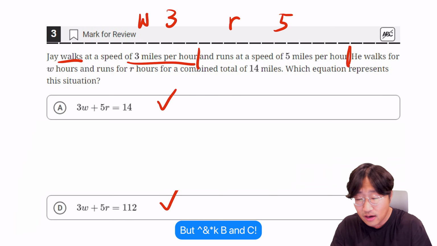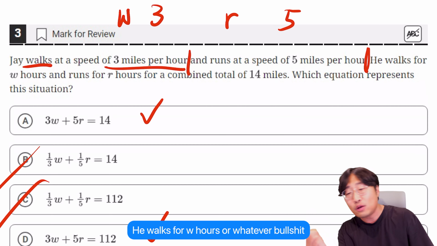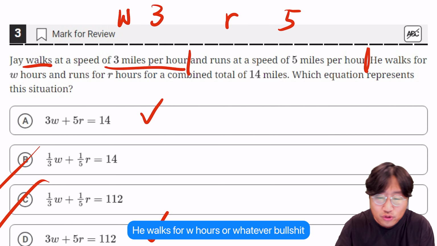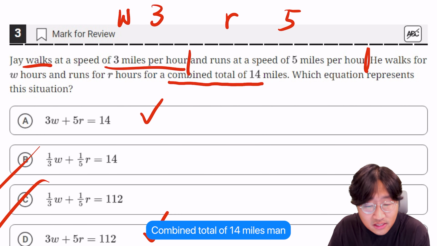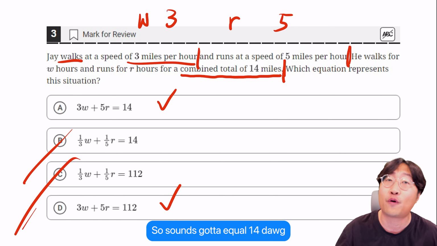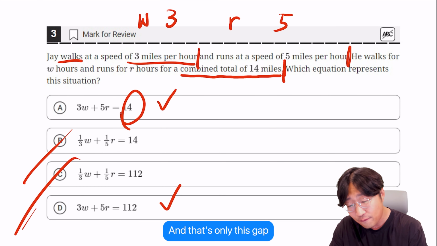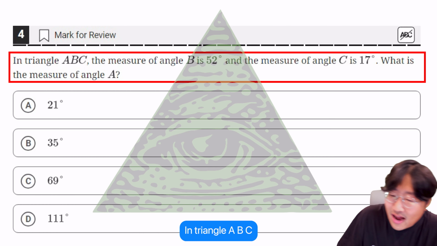That's B and C. Okay, between those, what is it next? He walks for W hours. Combined total of 14 miles. So the sum has to equal 14. And that's only this one. That's A.